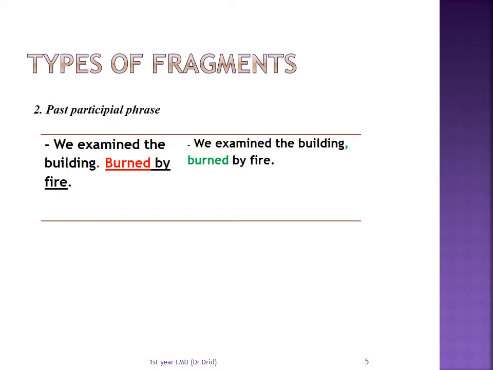The second type of fragment is a past participial phrase, or a phrase which starts with a past participle of the verb. Like here: we examine the building, burned by fire. Burned by fire is a past participial phrase. It shouldn't be capitalized and punctuated as it is here. In order to correct it, we drop the full stop and the capital letter. We examine the building, burned by fire. Here we use a comma because burned by fire is not an essential part of the sentence. It is a kind of extra information.